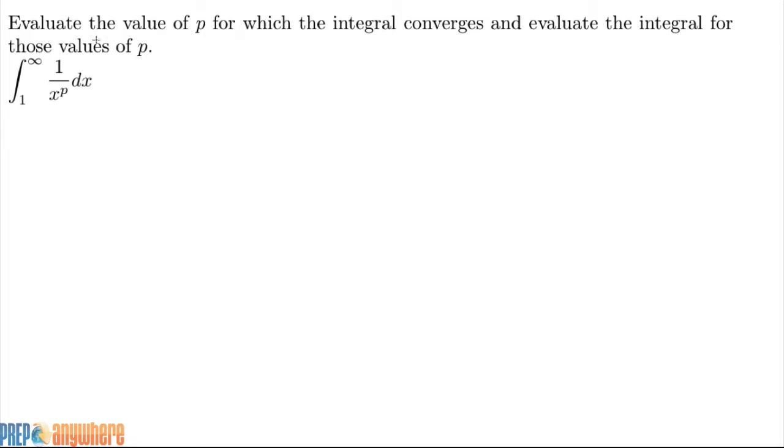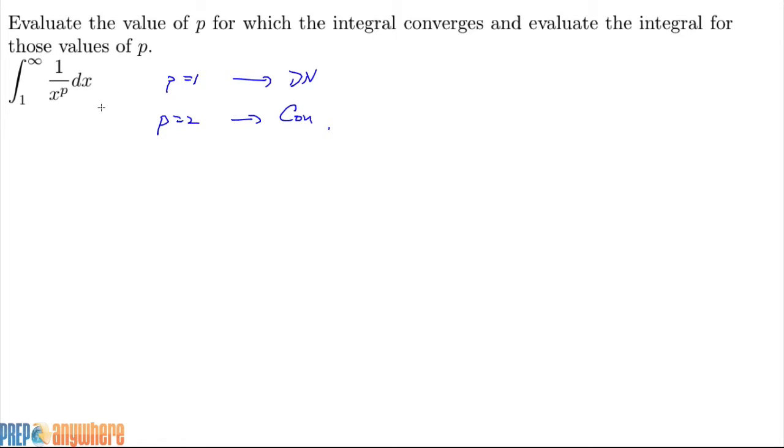Earlier we saw that when p was equal to 1, so if it was 1 over x, it was divergent. When p was equal to 2, we saw that it was actually convergent. That was the first and second example that we discussed.